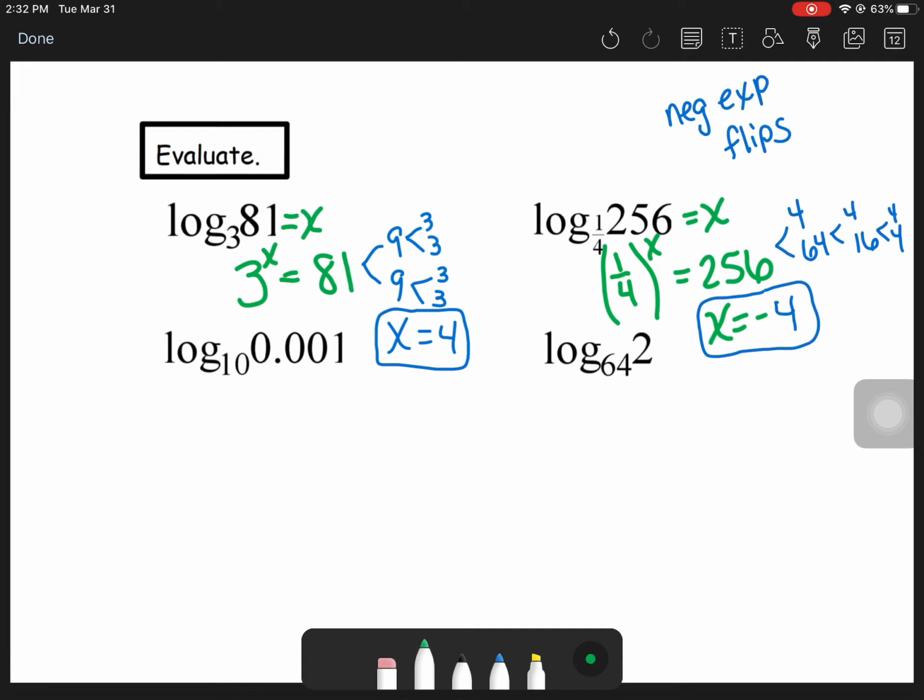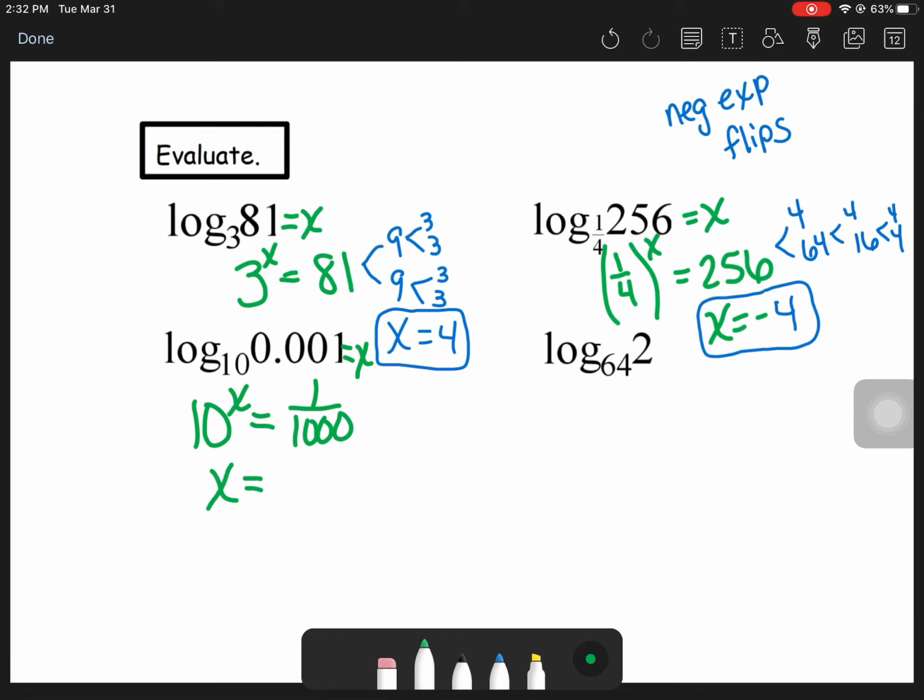In our next example, we're going to set it equal to x, but instead of writing the decimal 0.001, we want to rewrite that as a fraction. And remember, it goes tenths, hundredths, and thousandths. So this is going to be 1/1000.